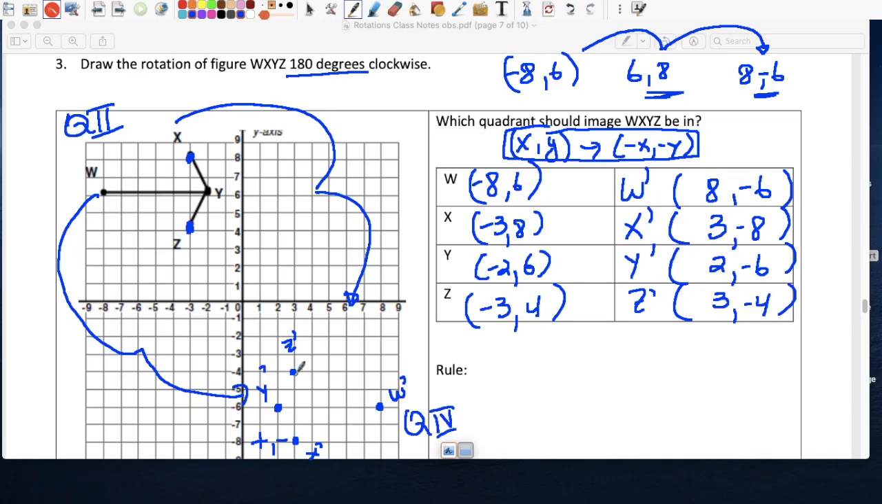And if you connect the dots, look. It's a 180-degree rotation. The arrow is pointing the other way. Okay.